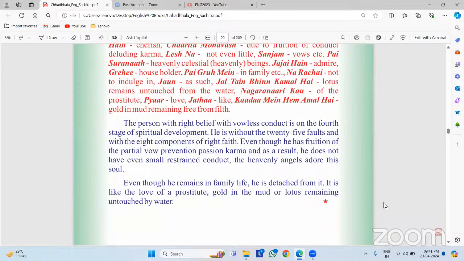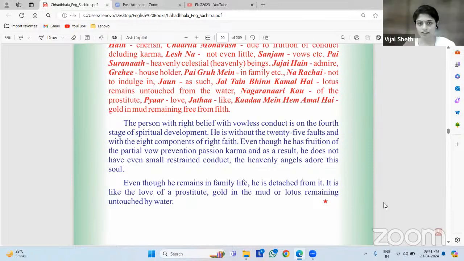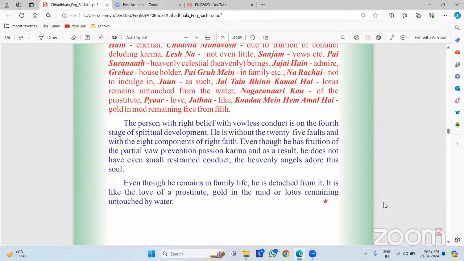The person with right belief with vowless conduct is on the fourth stage of spiritual development. He is without the 25 passions and with the 8 components of right faith. Even though he has the fruition of the partial vow prevention passion karma, Apratyakhana Varan Kashaya, as a result, he does not even have small restrained conduct.